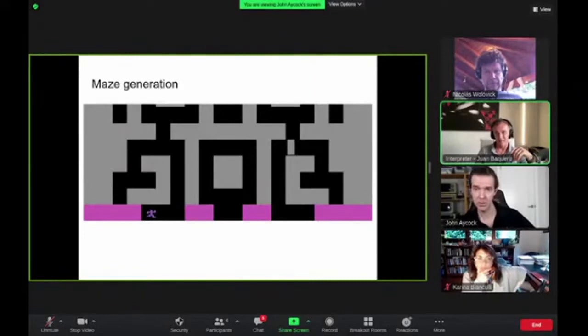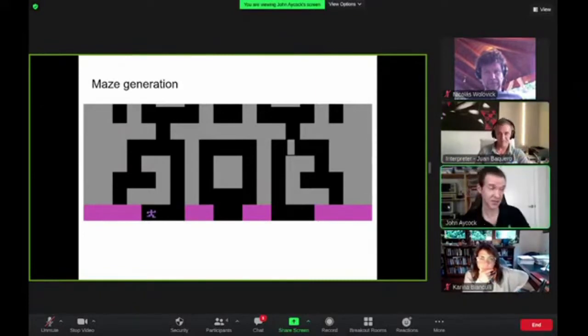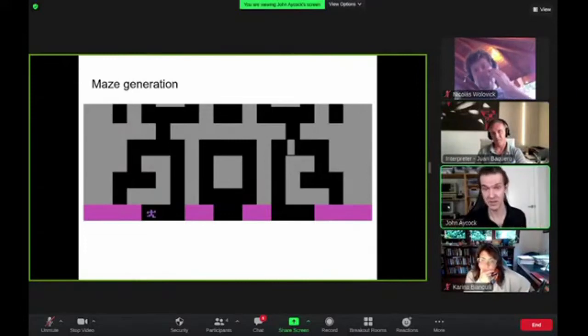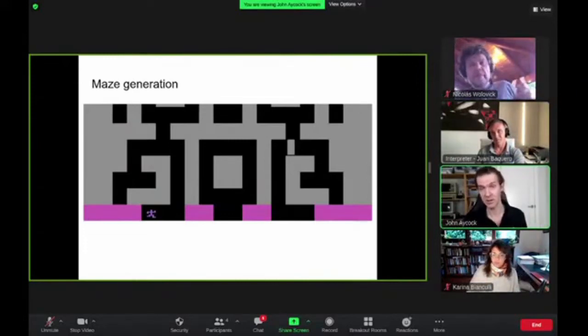Memory constraints on the Atari 2600 meant it would be impossible to generate an entire maze ahead of time. It all had to be done on the fly as the game was being played.